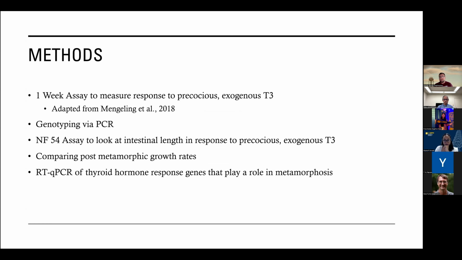Can they respond and how do they respond? We can also compare post-metamorphic growth rates and pre-metamorphic growth rates. And we're also doing RT-qPCR of specific thyroid hormone response genes that play a role in metamorphosis, just to see if knocking out different numbers of these copies of chromosomes directly relates to a reduction in gene expression. Does it elevate gene expression?